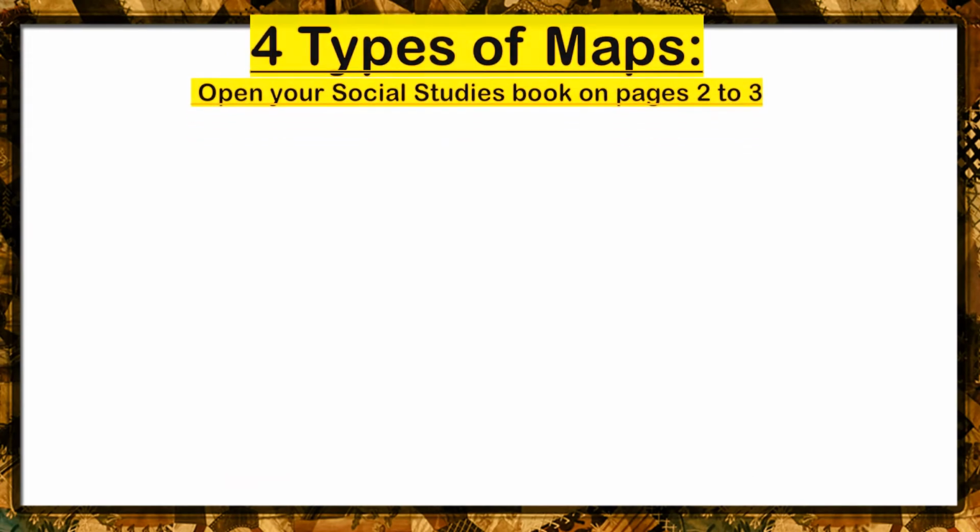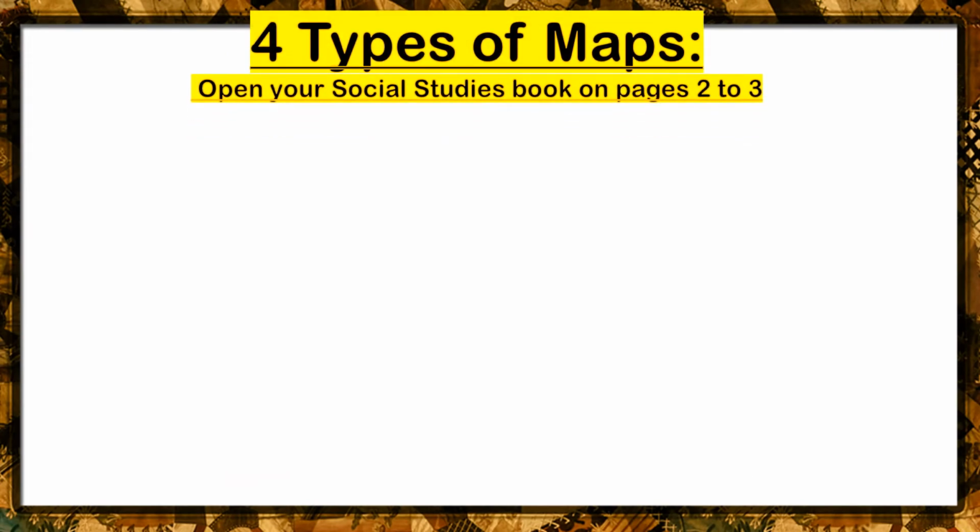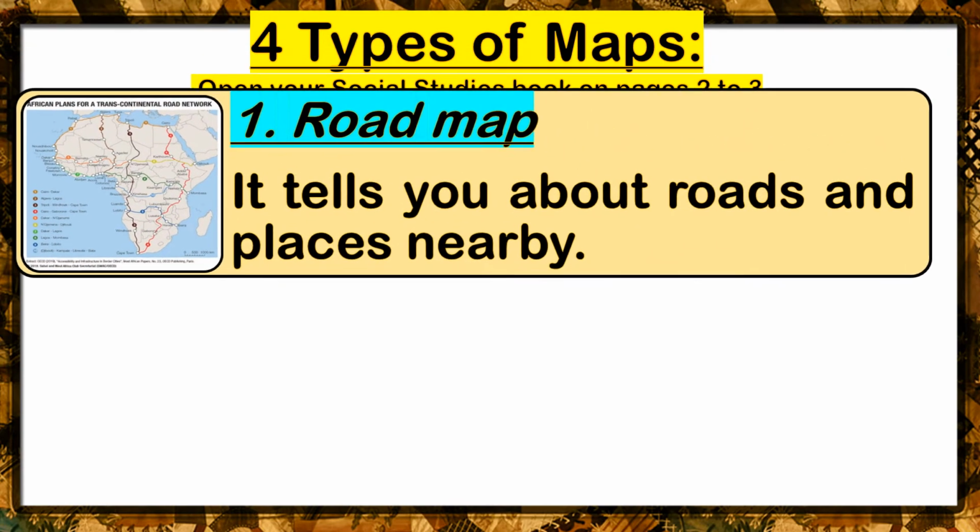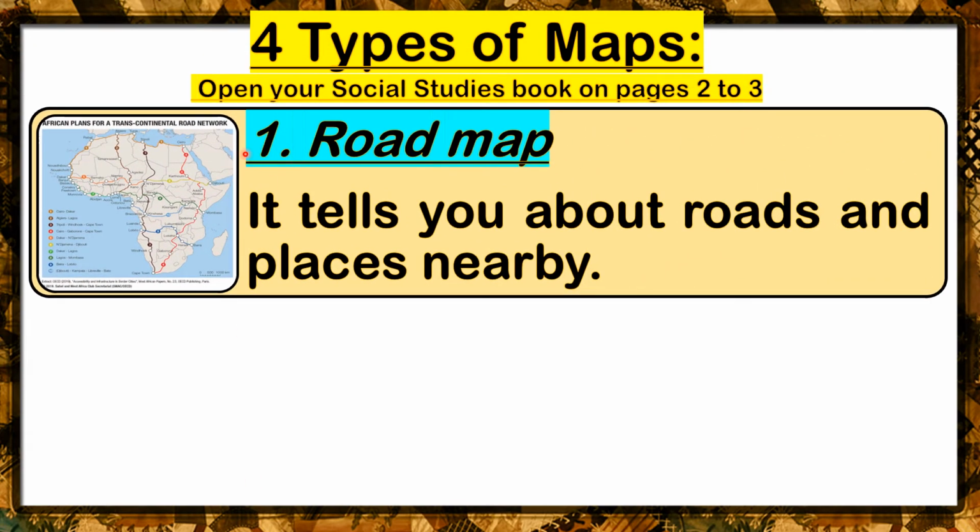Now, class, let us discuss the 4 types of maps. Please open your social studies book on page 2 to 3. The first one is road map. It tells you about roads and places nearby. So the name of the road and the name of the streets, and road map looks like this.